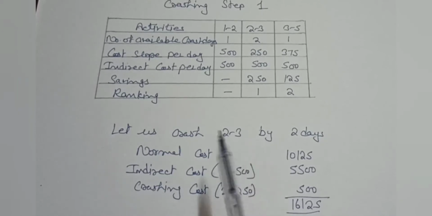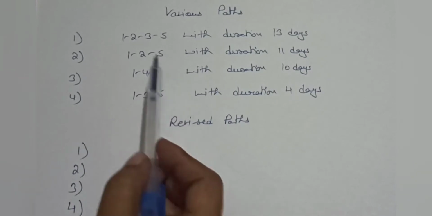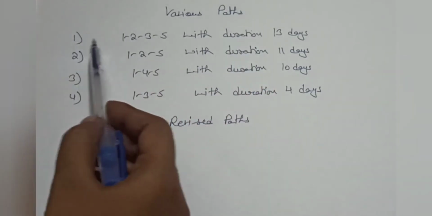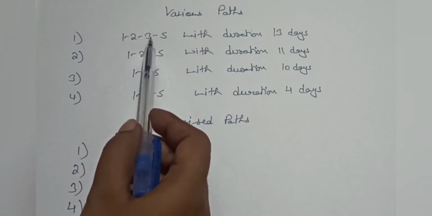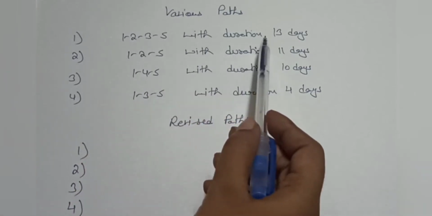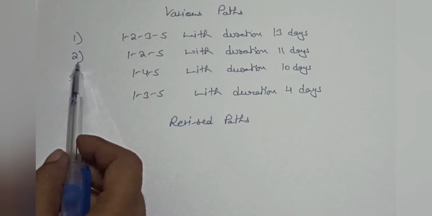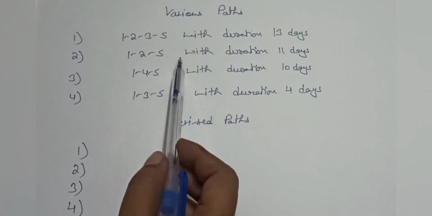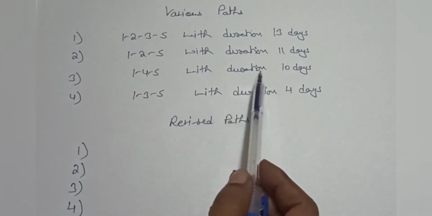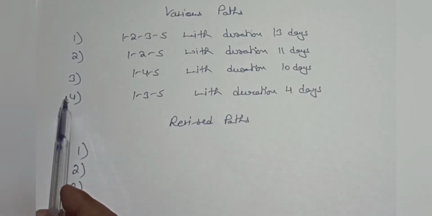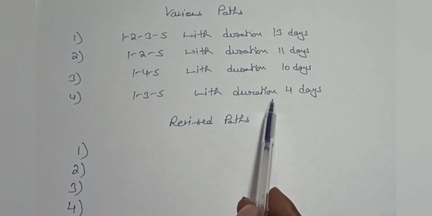So our critical path is now 11 days. So you can see, student, we have various paths, as our first path is our critical path, just 1 to 2, 2 to 3, 3 to 5. This is the path with duration 13 days. Our second path was 1 to 2, 2 to 5. This is with duration 11 days. Our third path is with duration 10 days. And our last and fourth path is with duration 4 days.